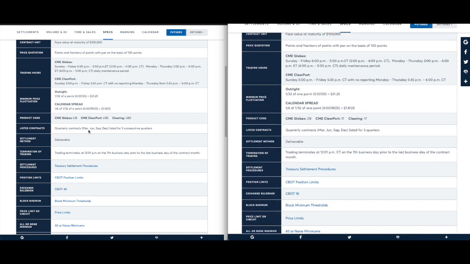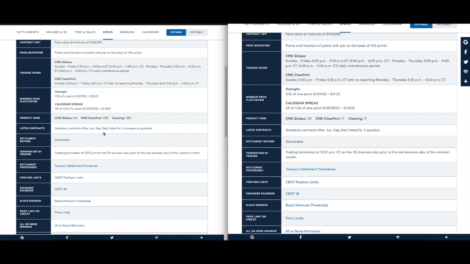UB and ZB both trade in quarterly contracts. Again, something I feel like a lot of people may or may not know, different products trade in different contract increments. A lot of products trade on a month-by-month increment. Crude oil, great example. There is a contract for every single month. Treasuries, though, are on a quarterly contract.